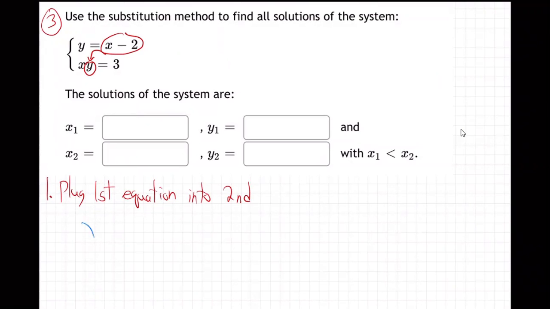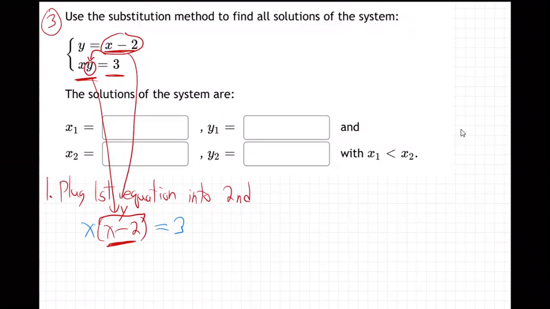So then I'll get x times x minus 2 equals 3. So I plugged x minus 2 in for y right there. Maybe better if I showed this. That's this, right? X times y equals 3, but y has been replaced with x minus 2. Is that good? So plug the first equation into the second.